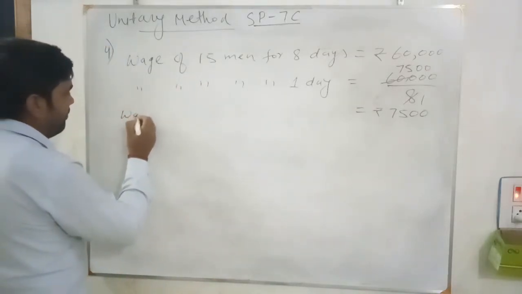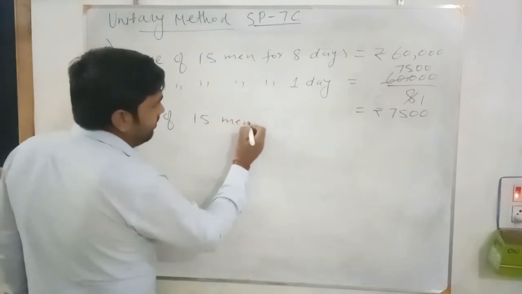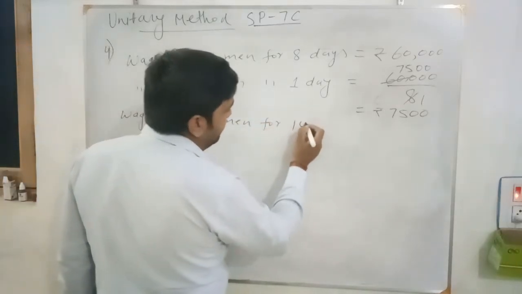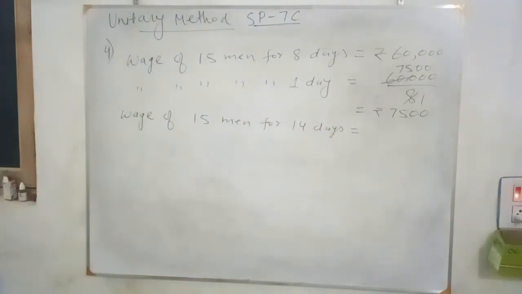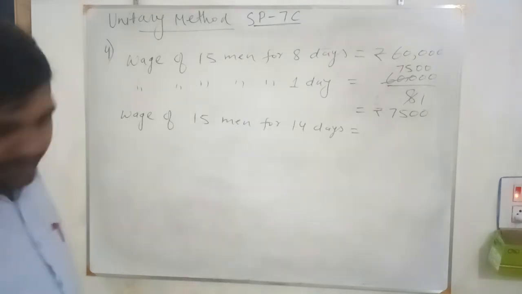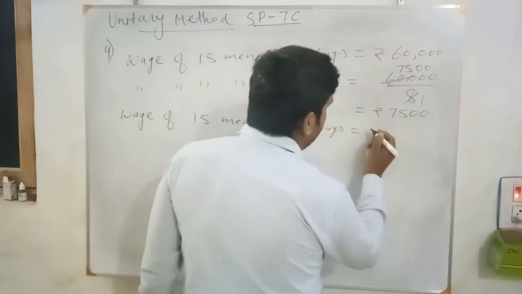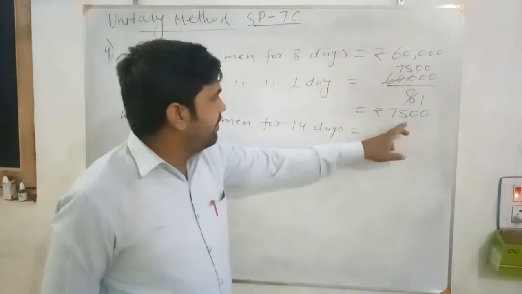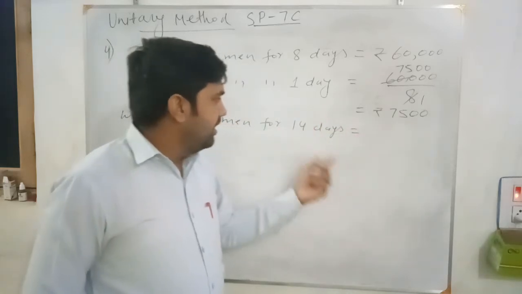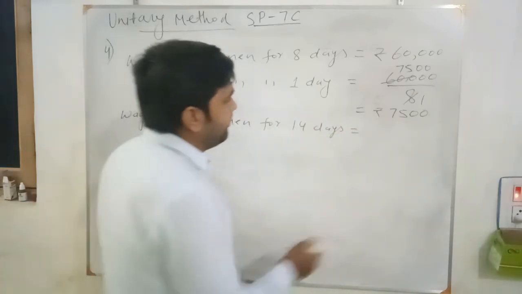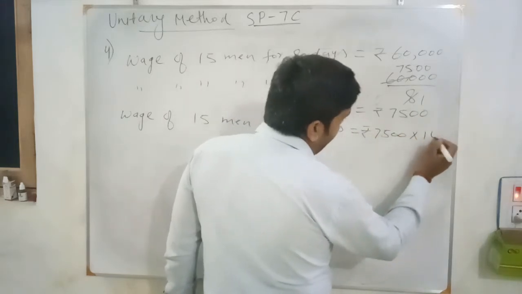Therefore, the wage of 15 men for 14 days. How many days is it asked? Here it is asked, how much would they receive for 14 days? The 14 days wage will be more than 7,500 because that is the wage of 1 day. So for more than 1 day, we multiply the number 14 by the wage of 1 day. So that is rupees 7,500 multiplied by 14.